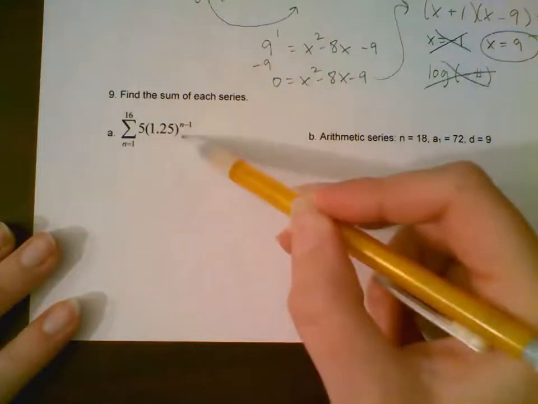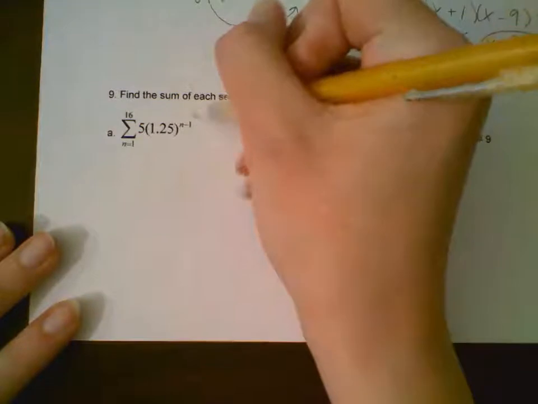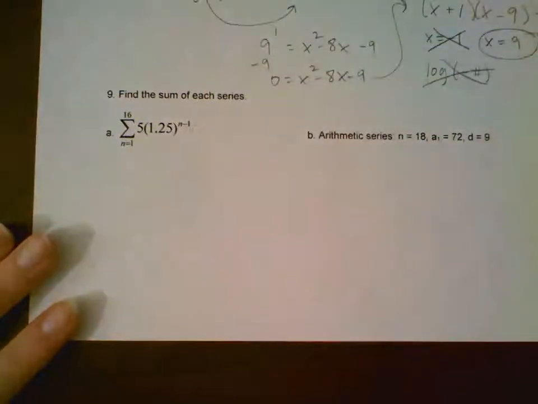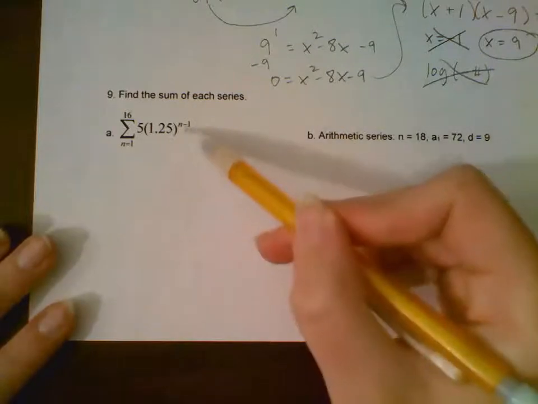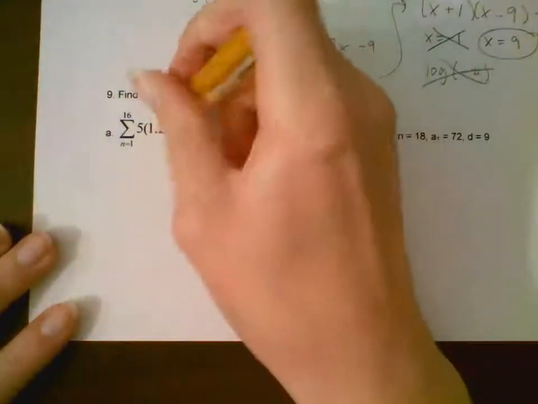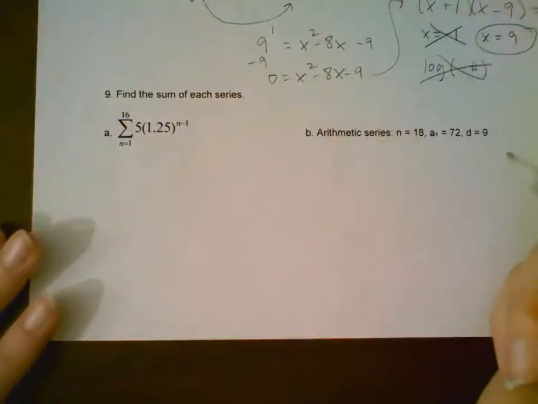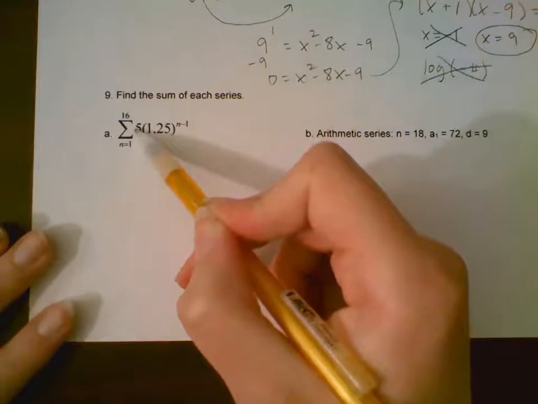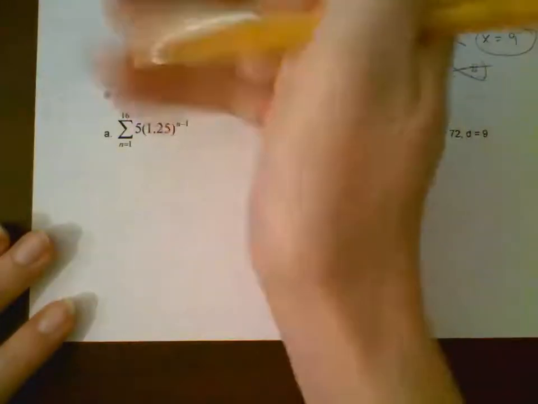And here's our little formula. This is in first term form. Again, that n minus 1 needs to be there. A lot of people are still not sure when it's in first term form or not. So it needs to have n minus 1. If it just has an n in the exponent, it's not in first term form. Since it is in the first term form, I know the first term is 5, and I know the multiplier is 1.25.